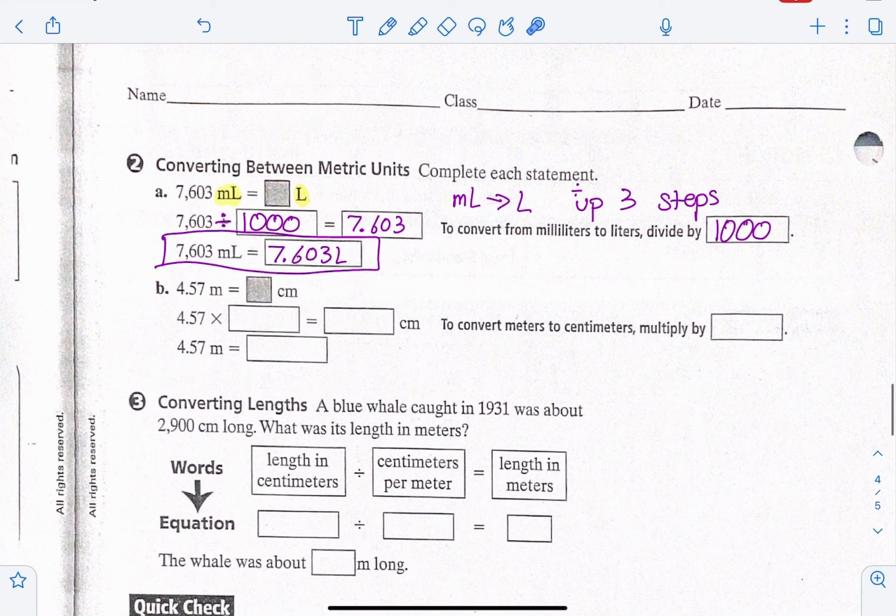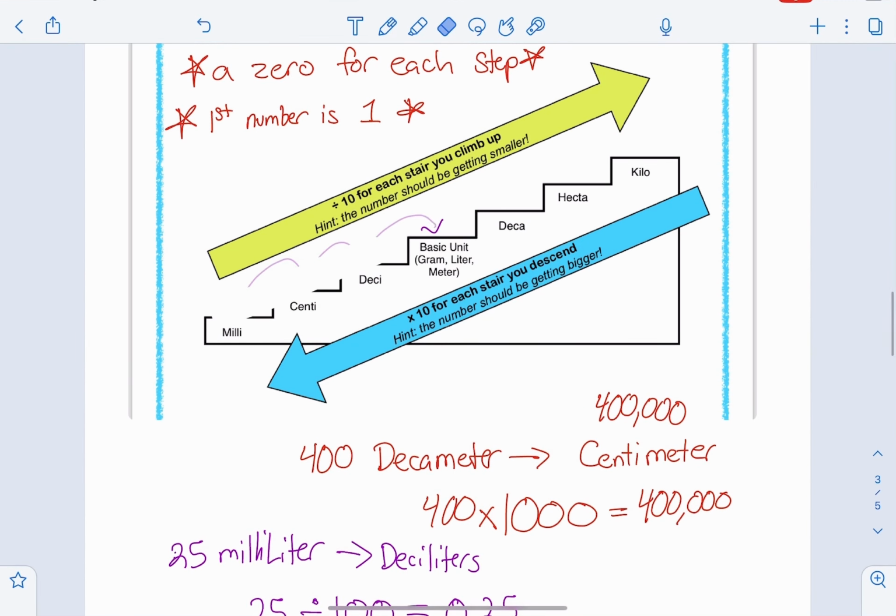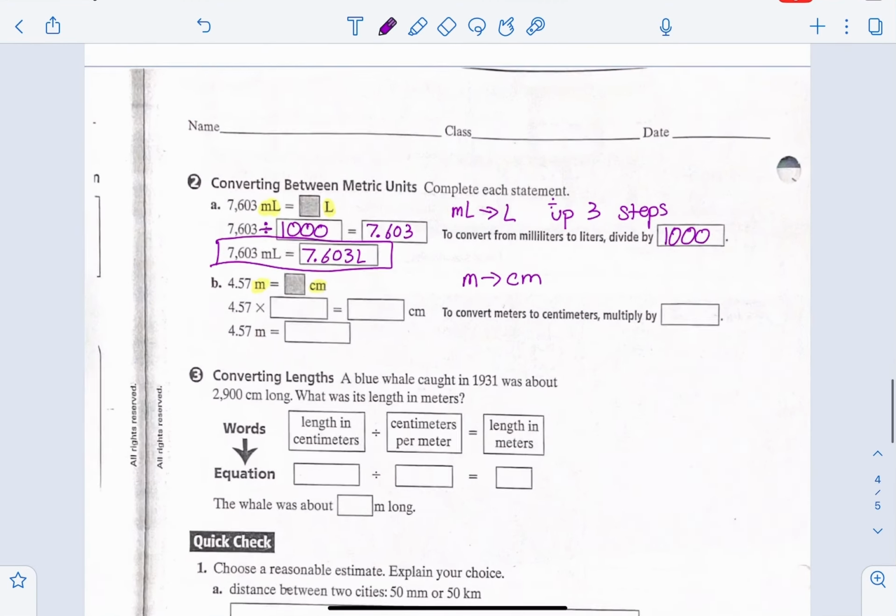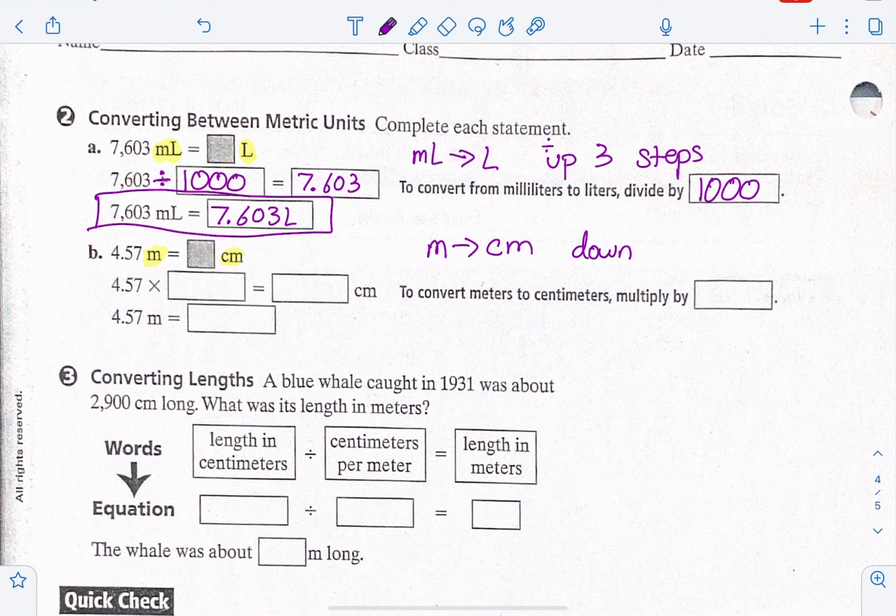Okay, for the next example, we're going from meters to centimeters. If I look at my stair steps, meters to centimeters, starting here, and I'm going down 1, 2 stair steps. So I'm going down 2 steps. Down means times. 2 steps means I'm going to have 1 and then 2 zeros. So I'm multiplying by 100 on both sides. 4.57 times 100 is 457. So 4.57 meters equals 457 centimeters.